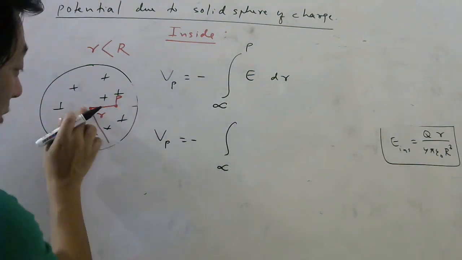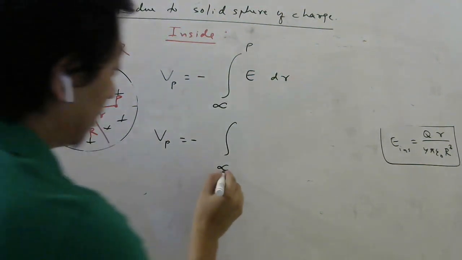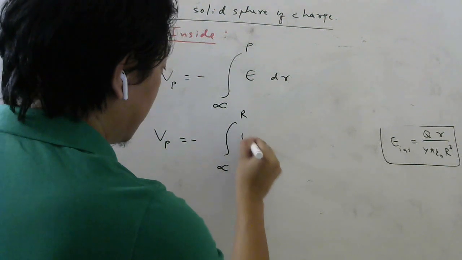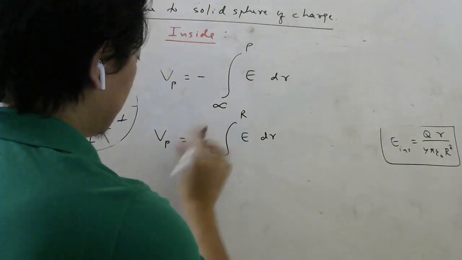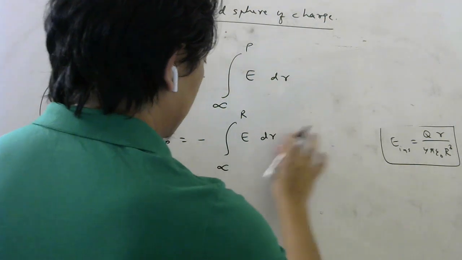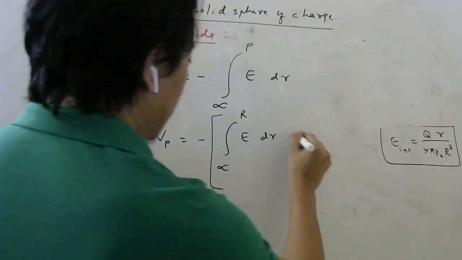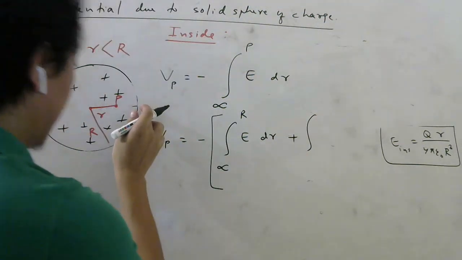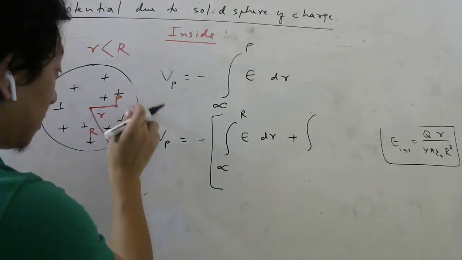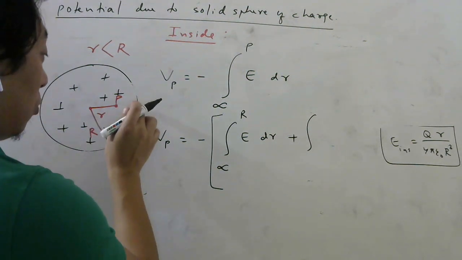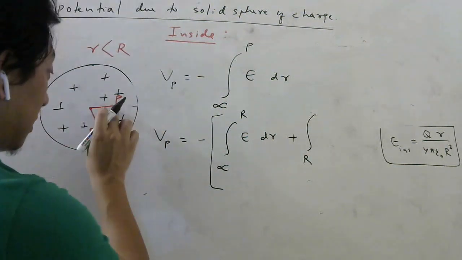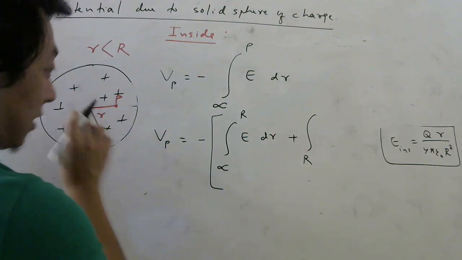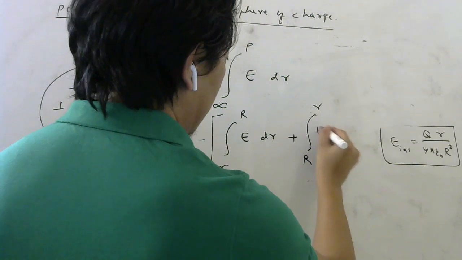When I touch the surface, small r will become capital R. So from infinity to capital R first I will come. Then I will come from, this is minus, this will be minus, right? Or you take minus common, plus from the surface I will come to this point. So from the surface, if I come to this point, when I am on the surface, my small r is capital R, and then when I reach this point, my small r will be this small r itself. So E into dr.